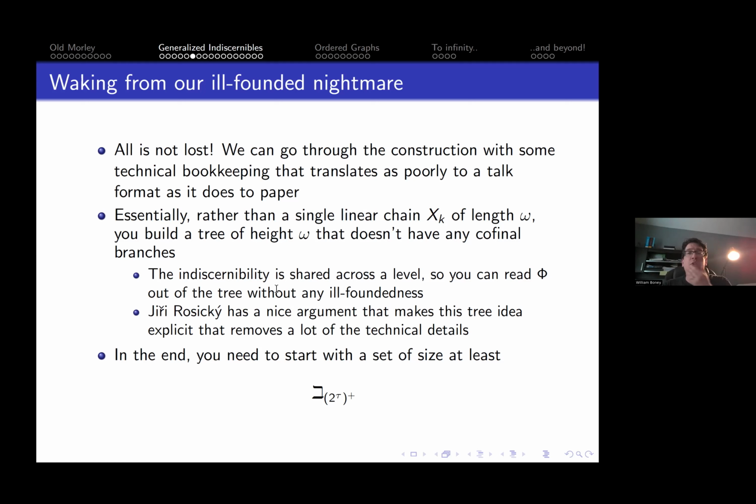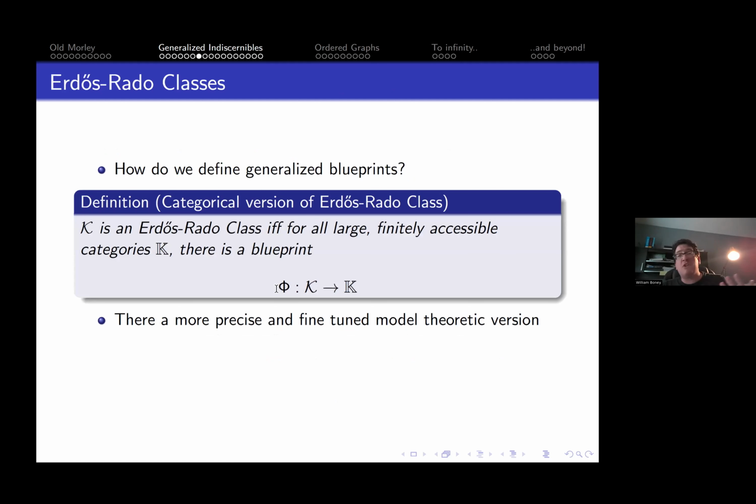Okay, so this is how it works for linear orders. How do we get generalized blueprints? Well, again, maybe a definition can never be wrong. So call script K an Erdős-Rado class if it's minimal amongst these large finitely accessible categories. That is, for all large finitely accessible categories, there's a colimit-preserving faithful functor. This is the category theory definition of it. You can phrase this model theoretically as well, and you can get a little more information from that, but that's a detail I'm skipping over for the talk.